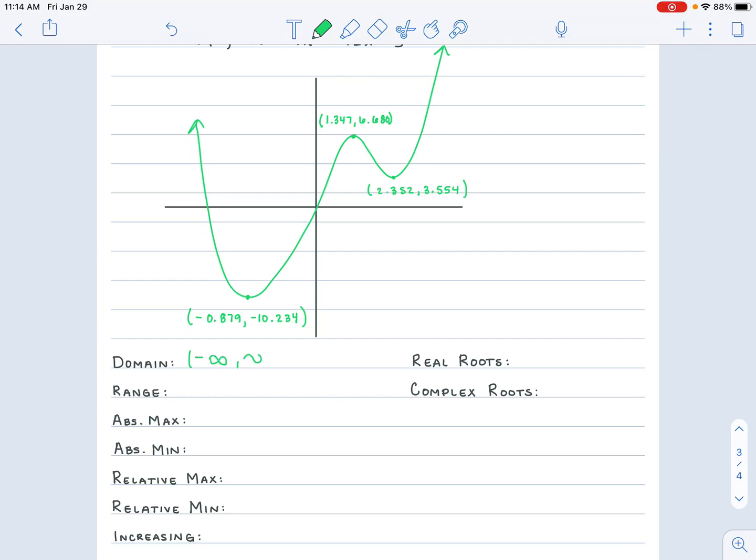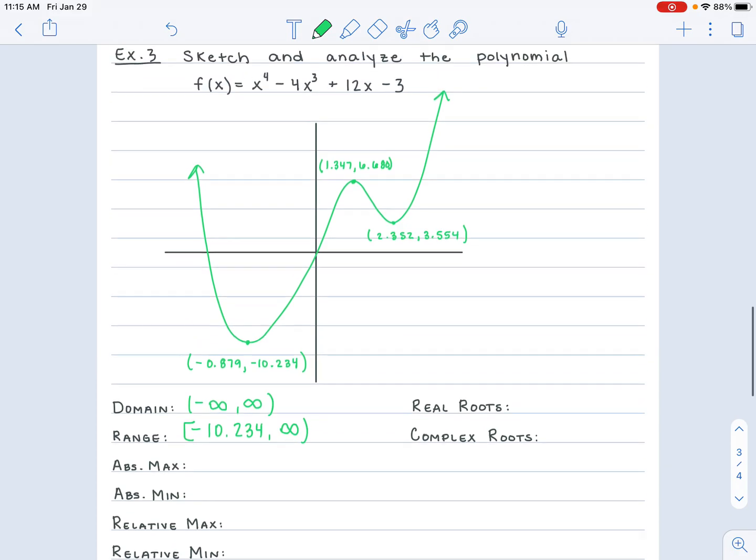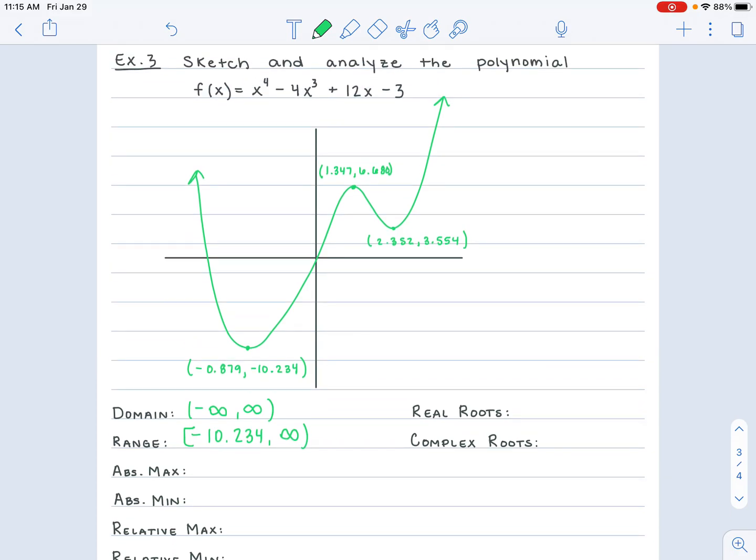All right, so the first question is our domain. That means our x value. So our domain here is going to be from negative infinity to positive infinity. Our range is our y value. So I'm looking at this. I have an absolute minimum, a lowest y value possible. My lowest y value possible is at negative 10.234. So I would say my range is from negative 10.234. My highest y value is those arrows facing upwards, so that'd be to infinity.